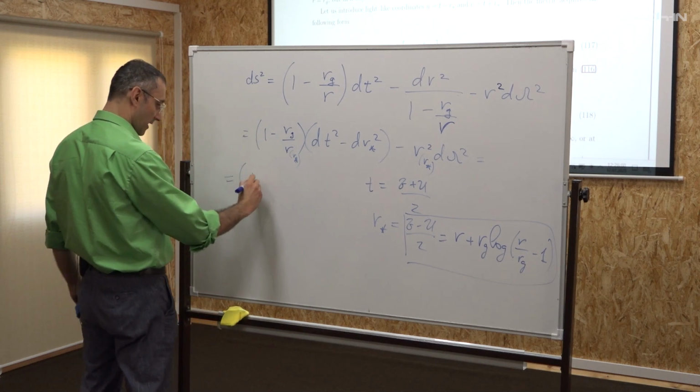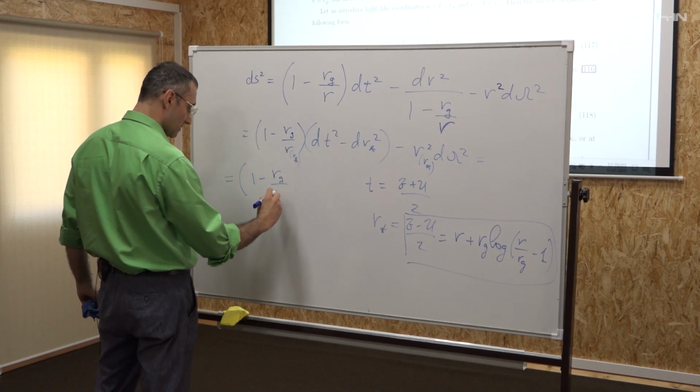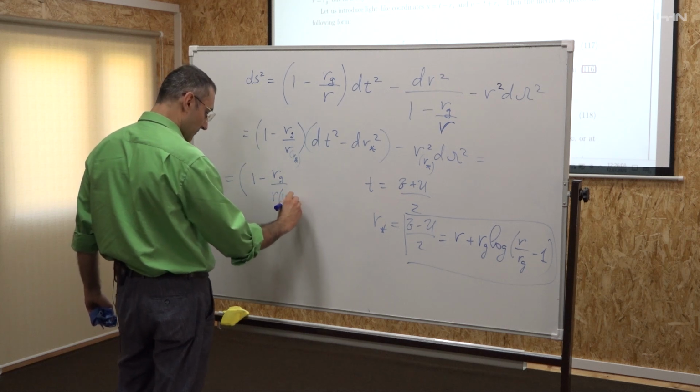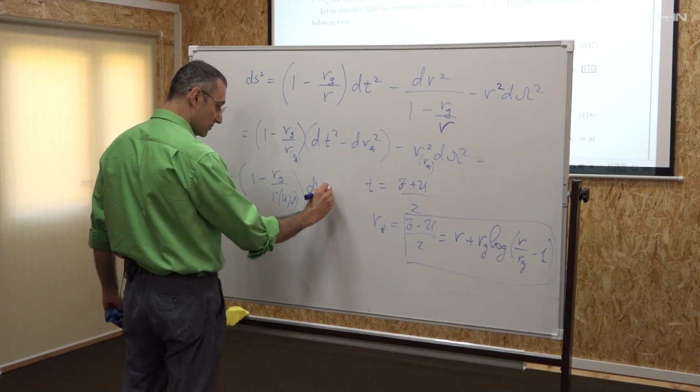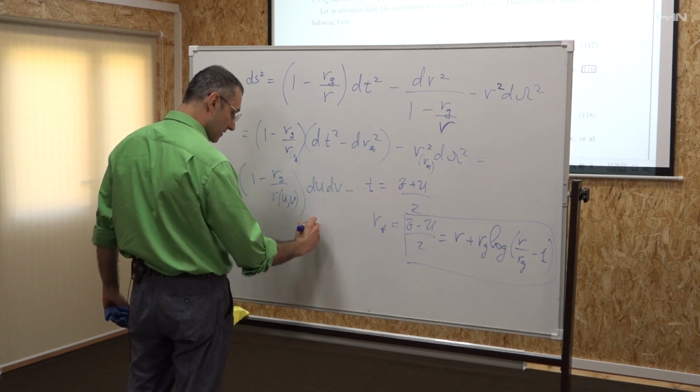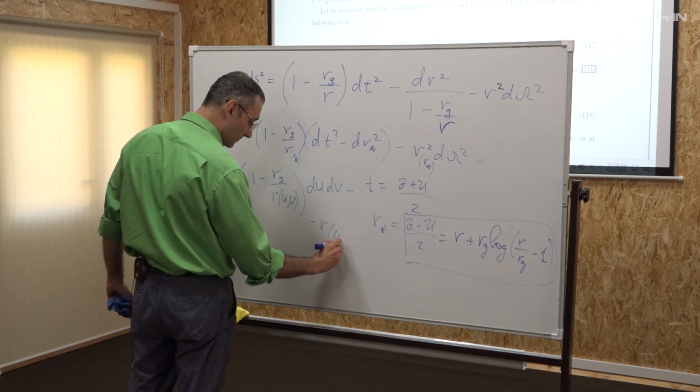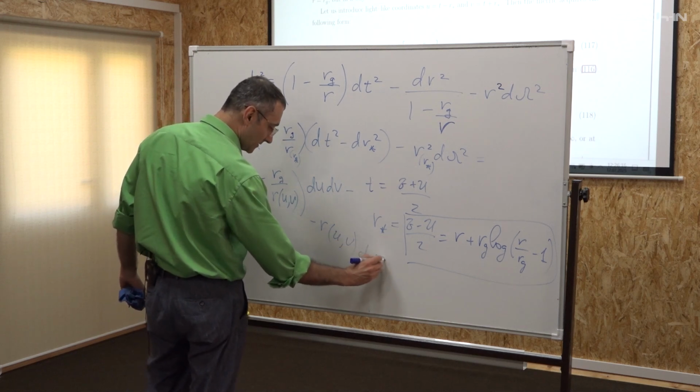You essentially have the following thing: r as a function of uv, that solves this equation, du dv minus r as a function of uv d omega squared.